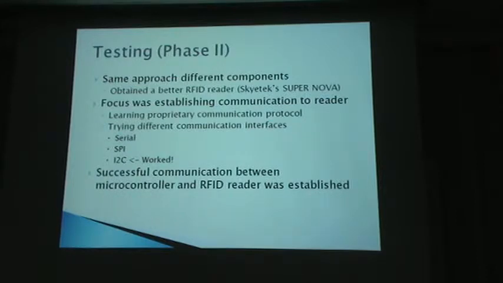So in phase 2, the main problem was trying to communicate with the Skytech Nova, the RFID reader. We spent quite a lot of time connecting the reader to the microcontroller and using different communication types. We tried serial, we tried SPI, and finally we tried I2C. It worked. I can't say exactly why serial and SPI didn't work, but whenever we tried those, there was just no communication. But finally we were able to use I2C and it works fine.